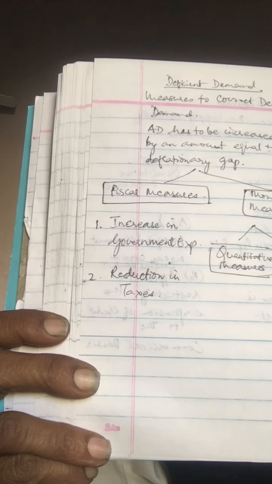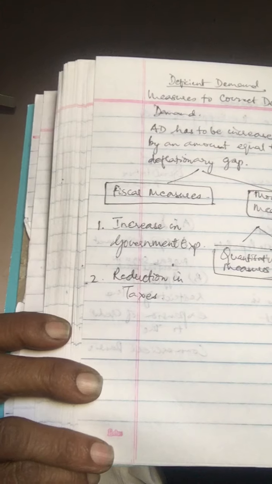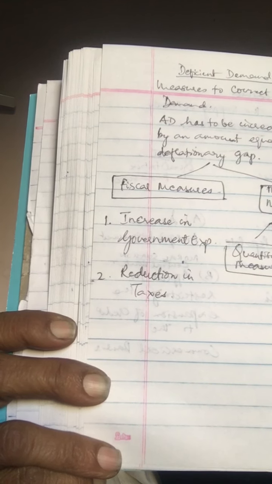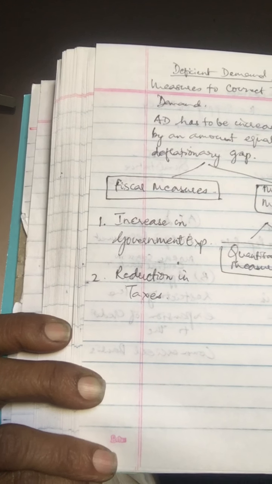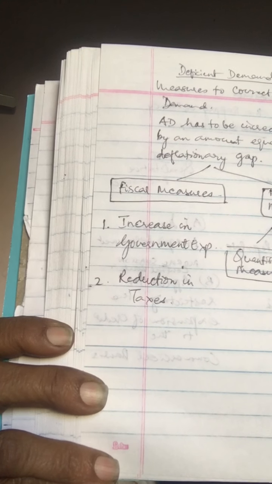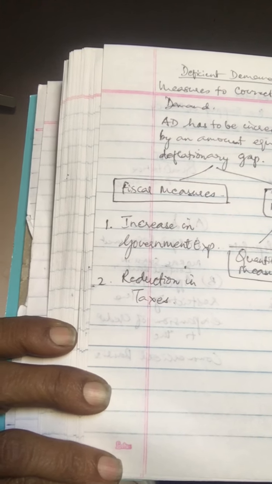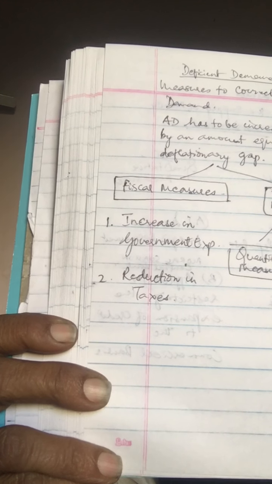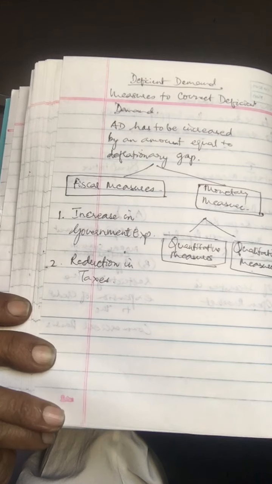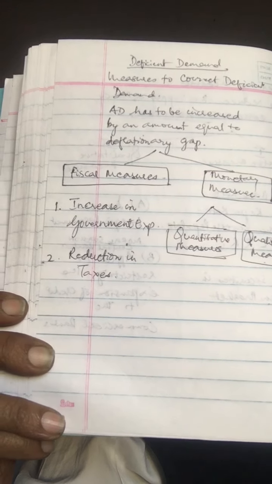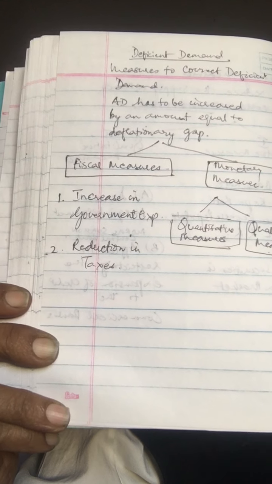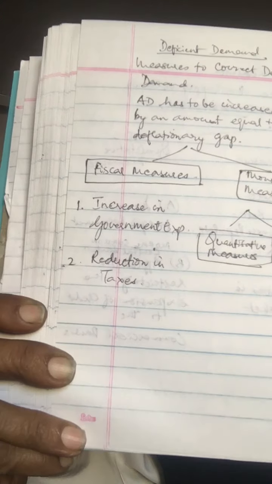So next is reduction in taxes. What happens here? The other instrument of fiscal policy that will increase aggregate demand is the reduction in the level of taxes. This will increase the disposable income by the amount of the reduction in taxes. That means we'll have more to spend. So if consumers etc. have more to spend, what happens? The consumption demand will increase. So this increase in consumption demand will increase the aggregate demand.